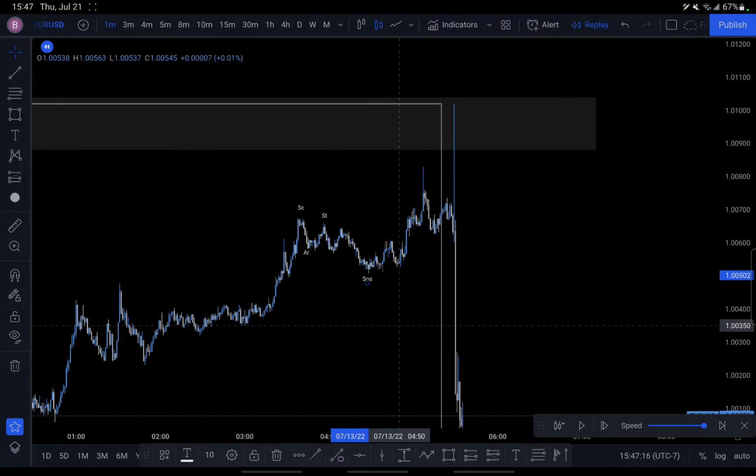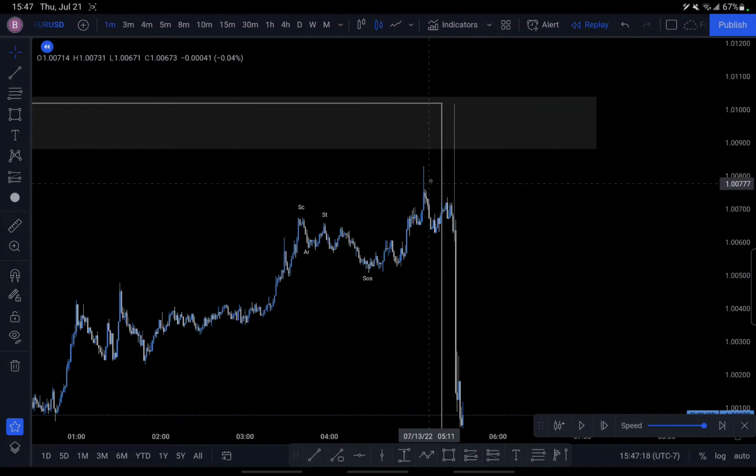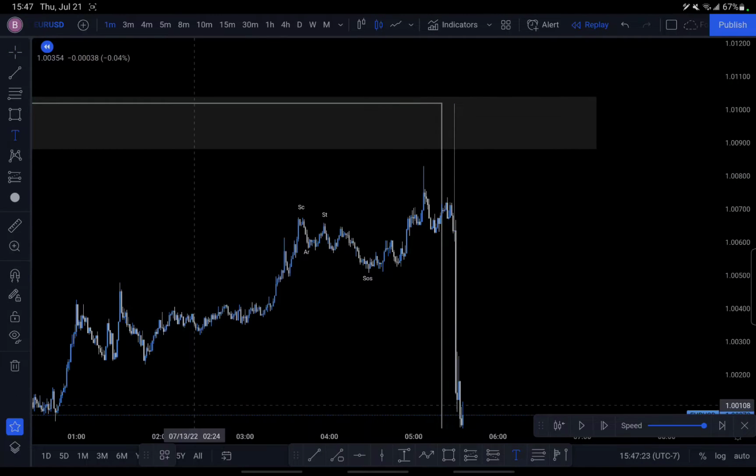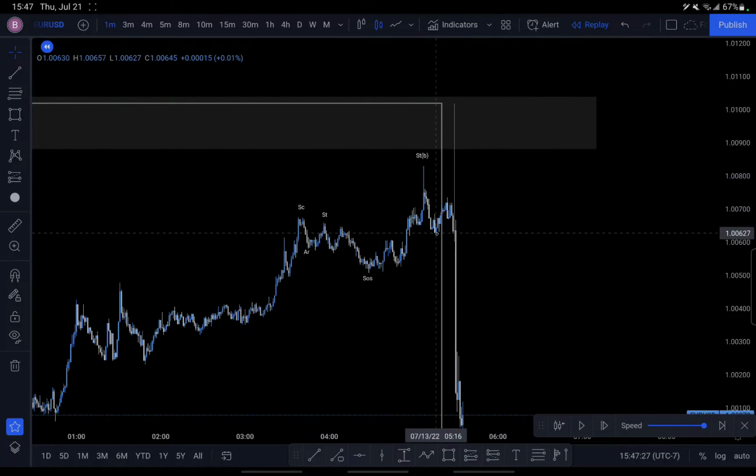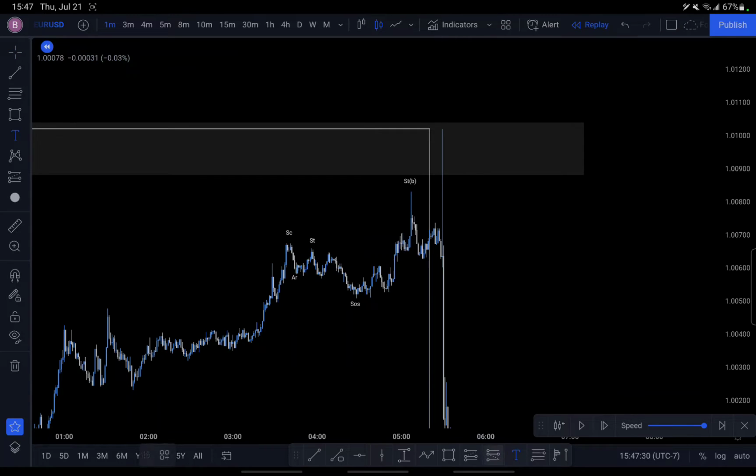Giving us our sign of weakness here. Okay, price goes up. It gives us our UT, our upthrust. Breaks down, and then our UTAD.